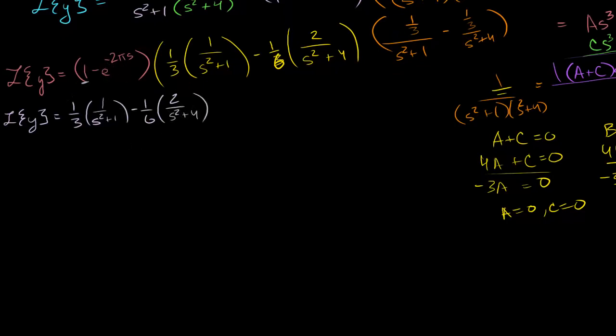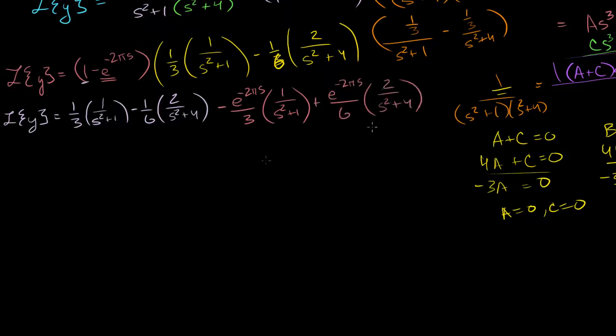So this, and then you get, let me switch colors. Do the minus e. So then you get minus e to the minus 2 pi s over 3 times 1 over s squared plus 1. And then the minus and the minus cancel out, so you get plus e to the minus 2 pi s over 6 times 2 over s squared plus 4. Now, taking the inverse Laplace transform of these things is pretty straightforward. So let's do that. Let's take the inverse Laplace transform of the whole thing.